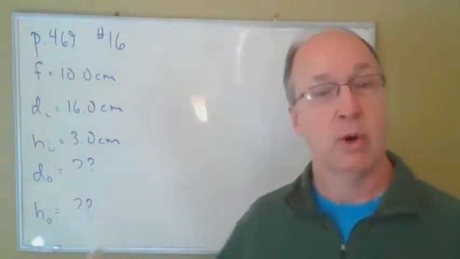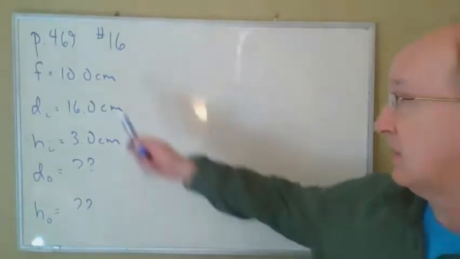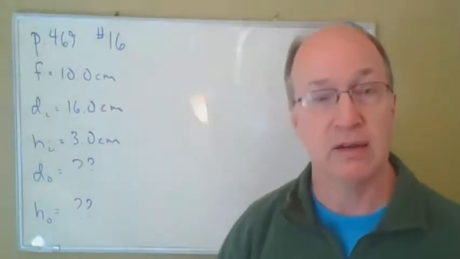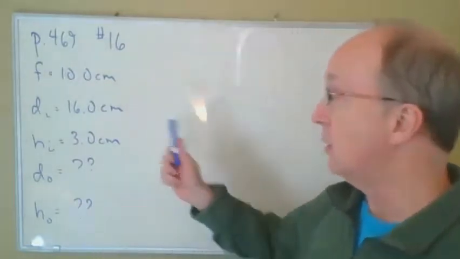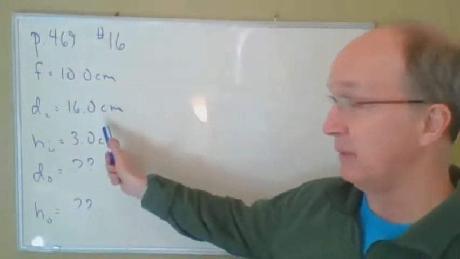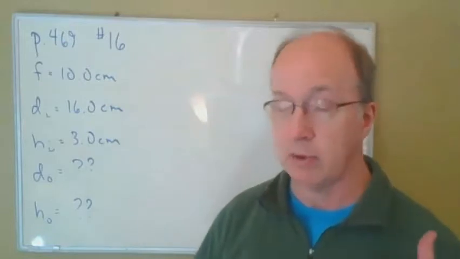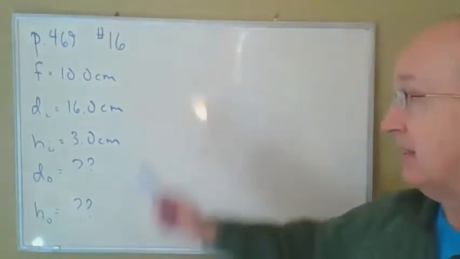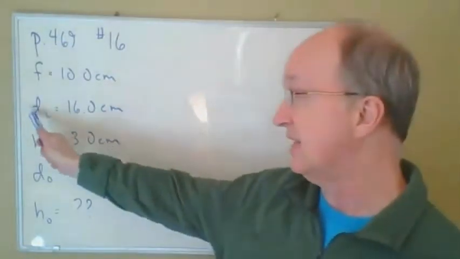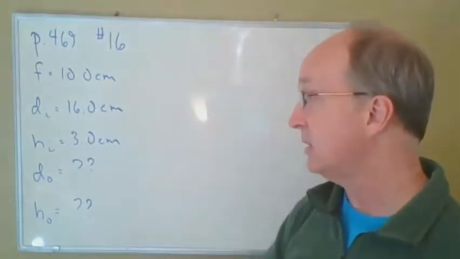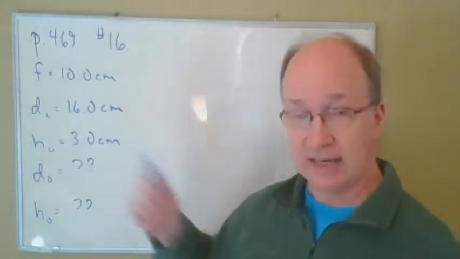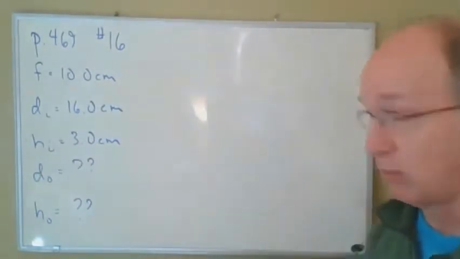As always, we start with what do we know, right? The problem tells us that you have a mirror with a focal length of 10 centimeters. You have an image that is located 16 centimeters from the mirror. It's really important to read carefully, right? This tells you the image distance, DI. Okay, so DI is 16 centimeters. And then it tells you the image height, HI, is 3 centimeters.